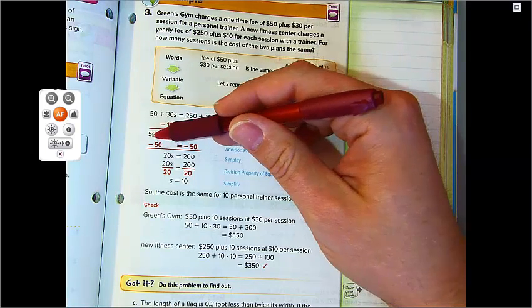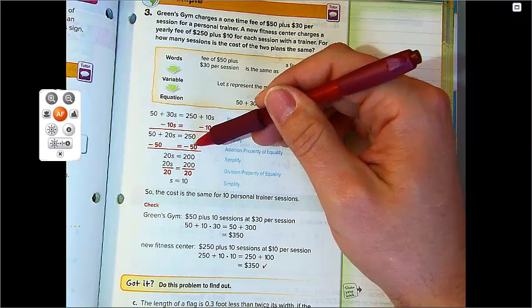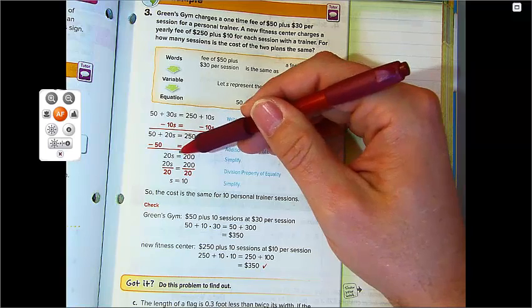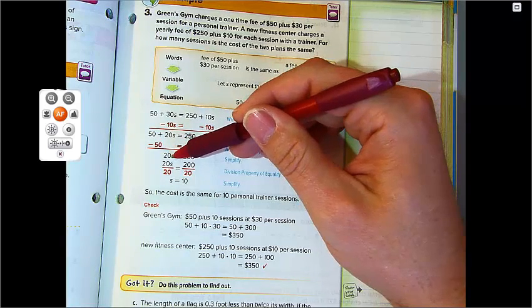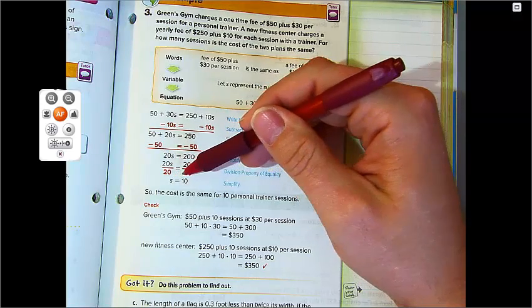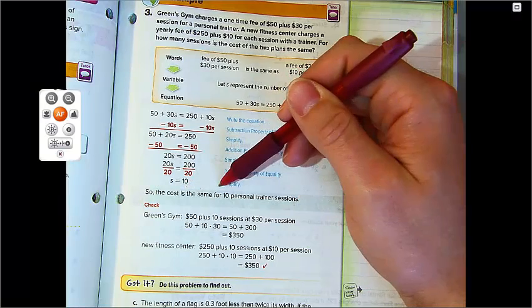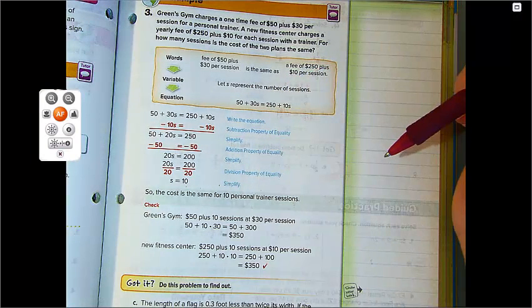Then we subtract the regular number 50 to go with the regular number 250 over here. We have 200 equals 20S. How do we get S by itself? We divide by 20, so S equals 10. So the cost is the same for 10 personal training sessions, okay?